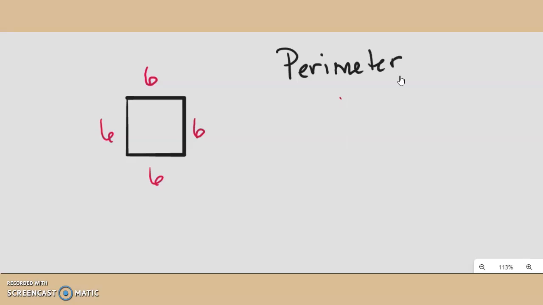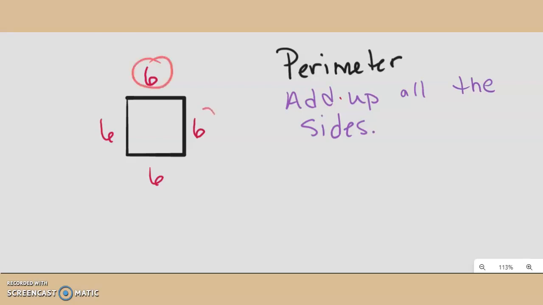We need to add up all the sides. Okay, so to do that, we're going to look at them and say, well, I need to add this, plus this, plus this, plus this. So we're going to write our equation. So we're going to have 6 plus 6 plus 6 plus 6.